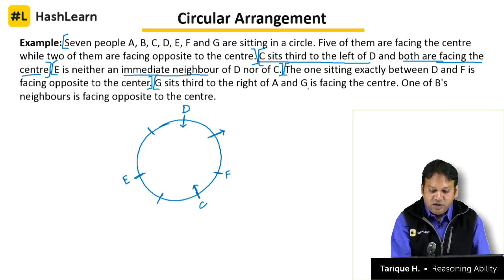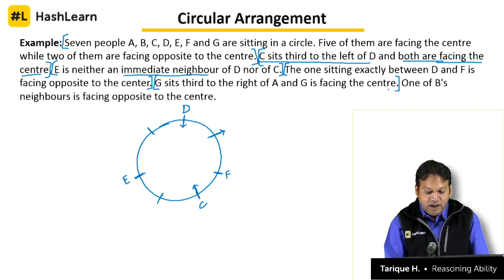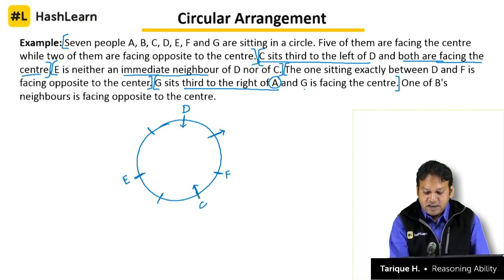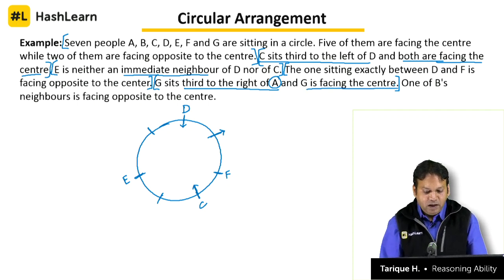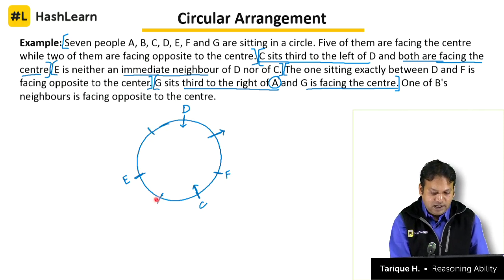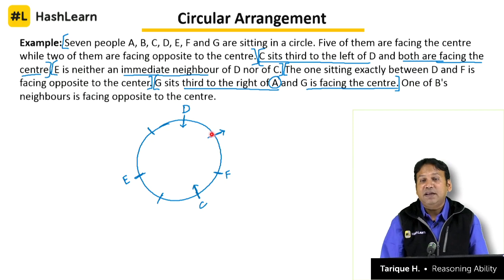And already we now come to this next clue. G is third right of A and G is facing center. Two things we get to know about G. One is that he is third to the right of A, and also we know that G is facing the center. Where is A? We don't know. There are three possible options for A. So let's look at these three options. One is this option. This is A. This can be A, or this can be A, and this can be A. And we know that G is third right of A.